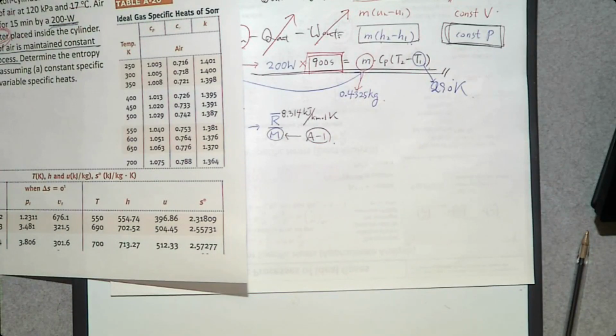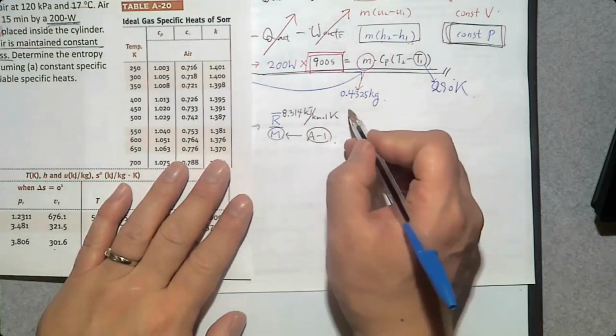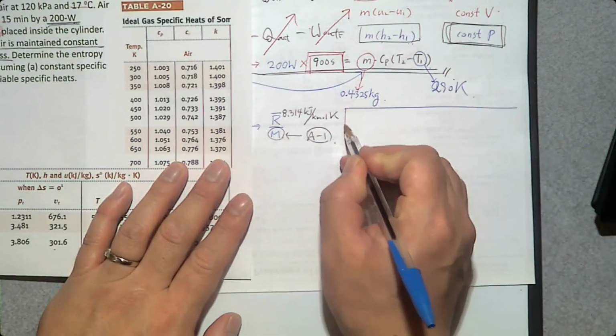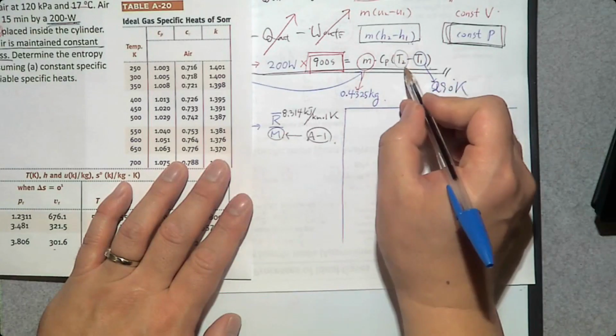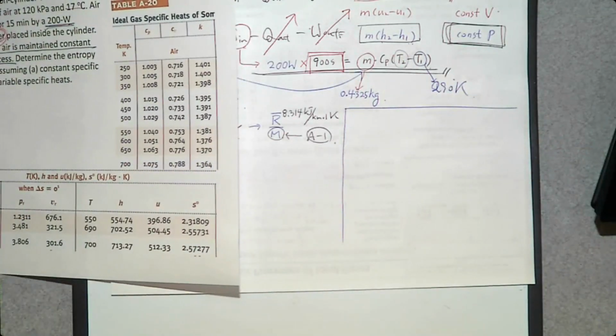Sounds pretty simple. We just need to calculate the average temperature, find the value, and put it in the equation. Then what is the average temperature? Unfortunately, we do not know the average temperature because we do not know T2. But what can you do? You are going to use an iteration method. What is iteration method?